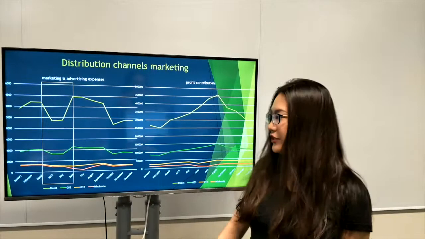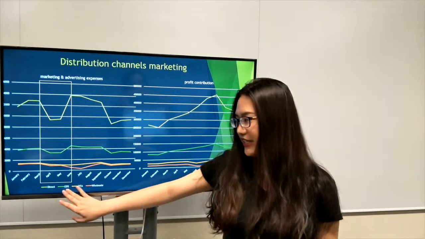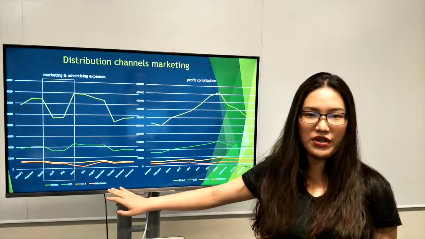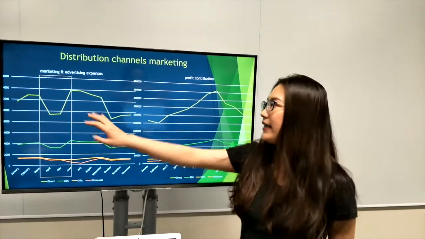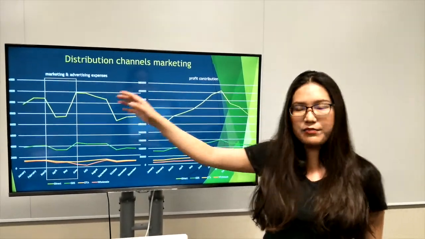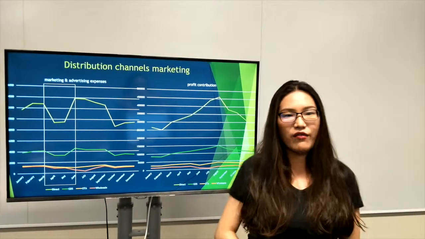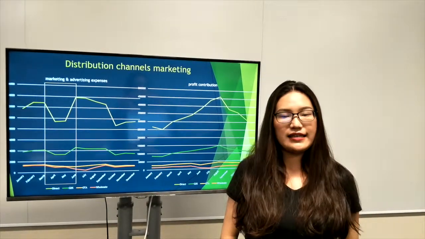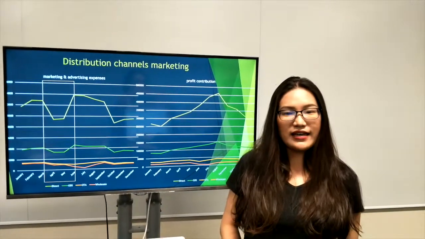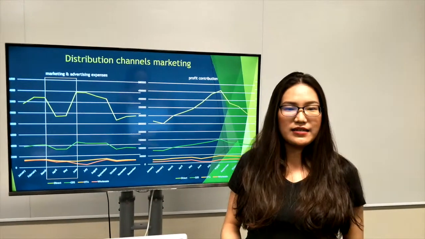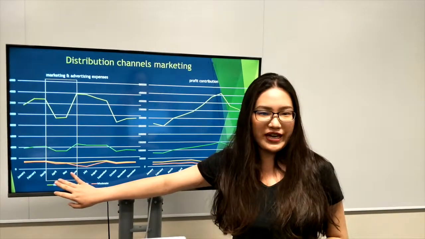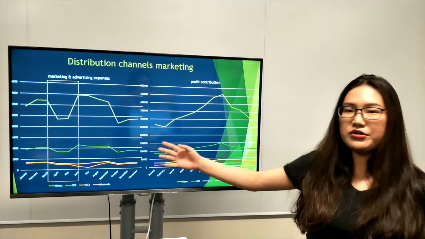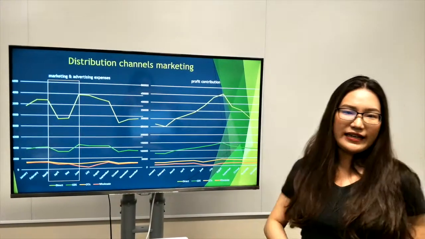Hotel has 4 distribution channels: direct, GDS, OTA, and wholesales. From the comparison between these two charts, which indicate the marketing expenses and the profit contribution separately over the year, we can see that it is a little bit tricky since we deducted our overall marketing expenses in April due to our incoming shortage, but the profit contribution still increased slightly.